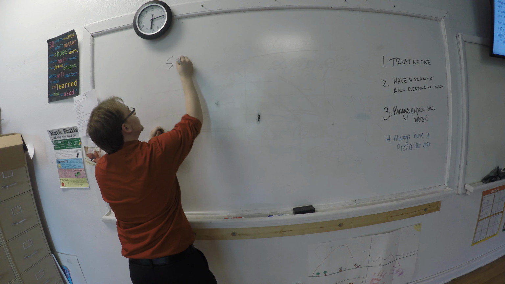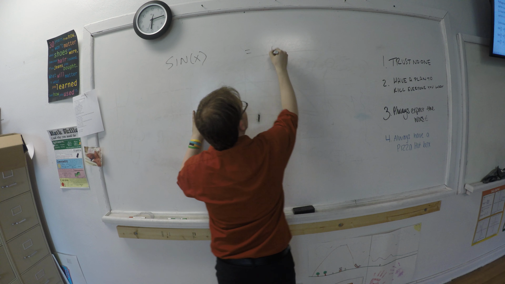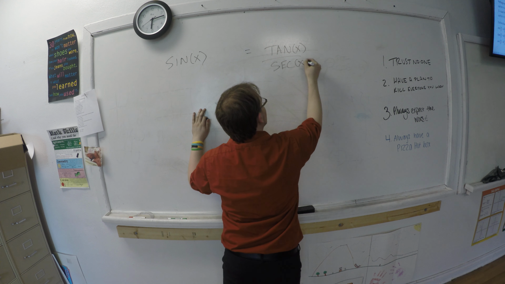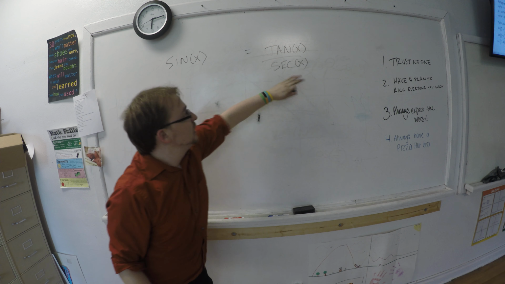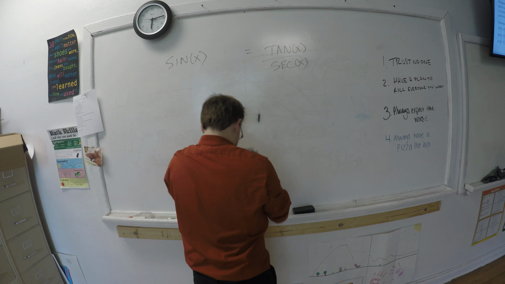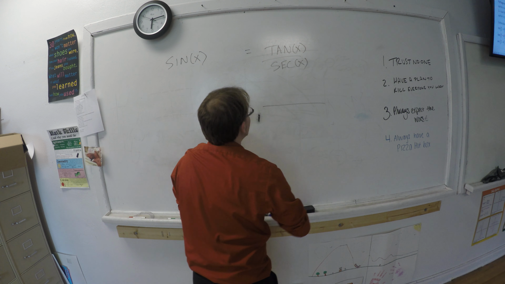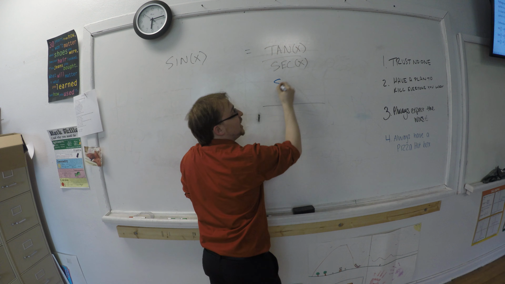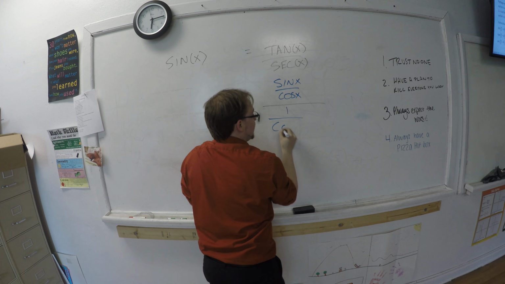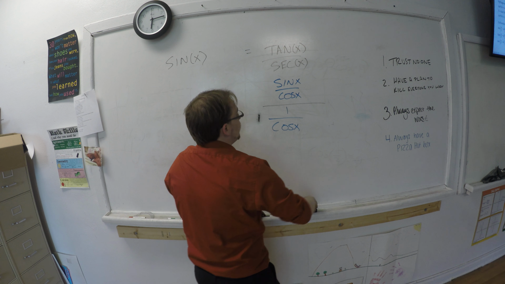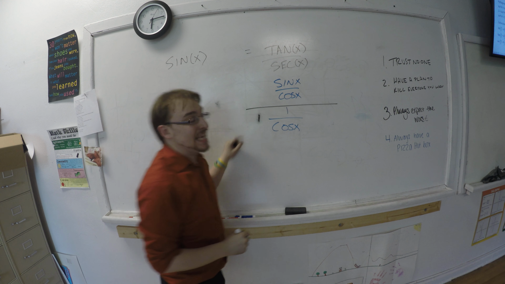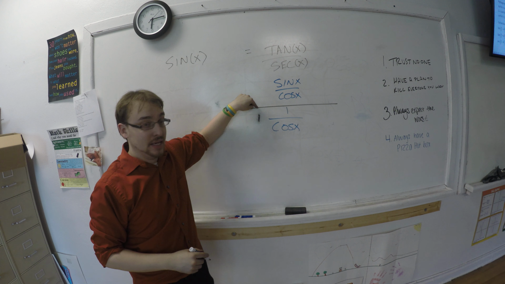Sine of x equals what? Tangent of x over secant of x. Which side's more complicated? Tangent over secant. This one. Let's get it in terms of sine and cosine, because we need to get to sine, right? Tangent is equal to sine over cosine, and then 1 over cosine. This looks awful, but it's not so bad. Make a big bar here, and it won't seem so scary.